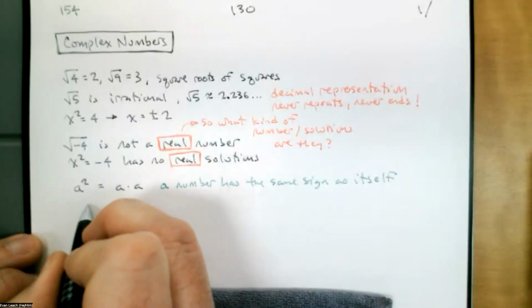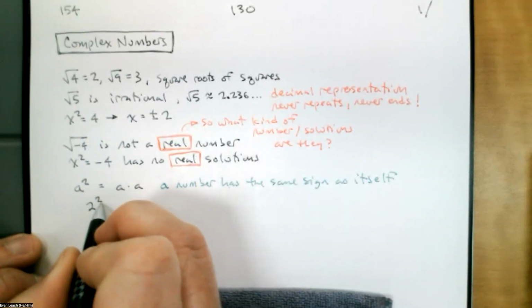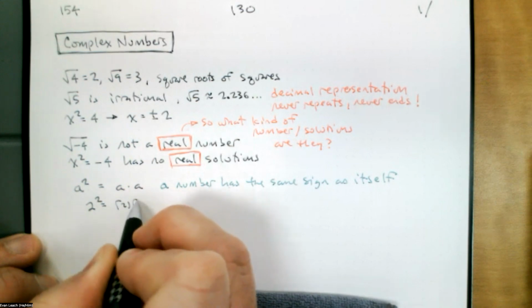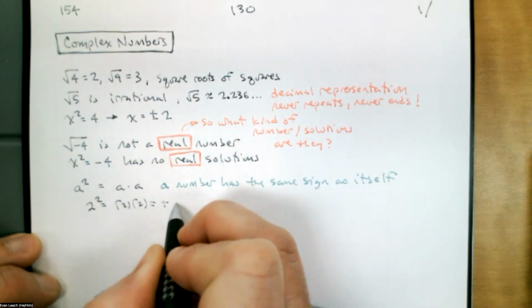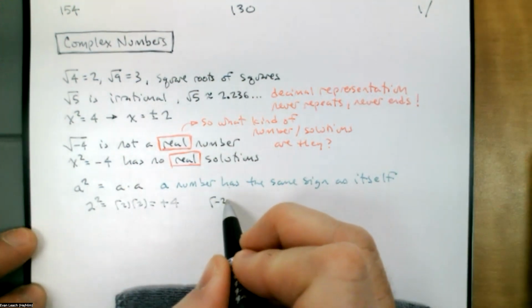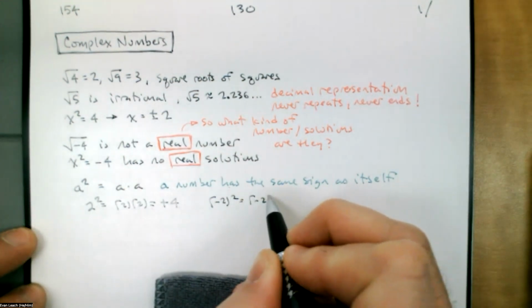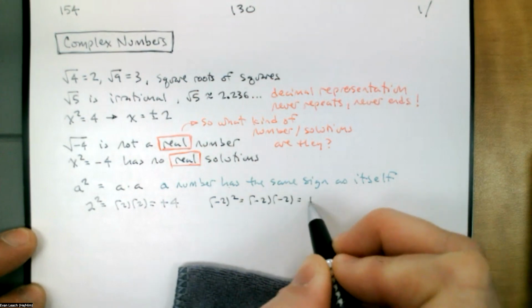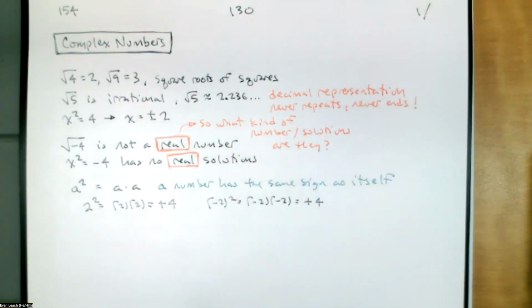So if I take 2 squared, that's 2 times 2, positive 4, because a positive times a positive is a positive. But if I have negative 2 squared, that's a negative times a negative. That's a positive. So because a number has the same sign as itself, when we square a real number, we end up with a positive value. So no real number can be the square root of a negative number.